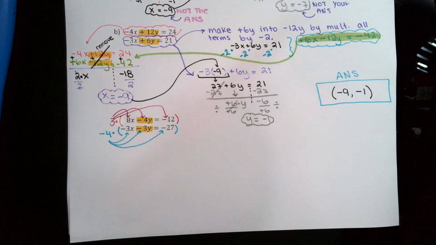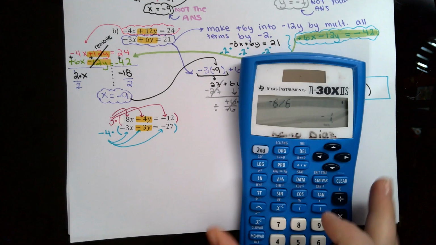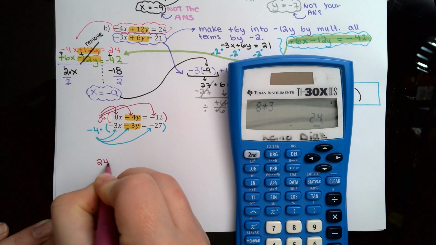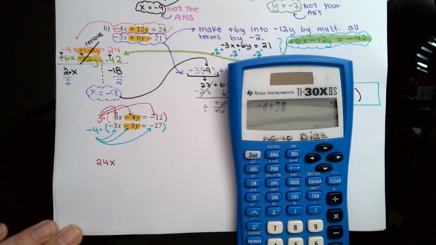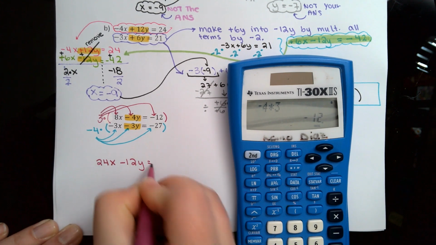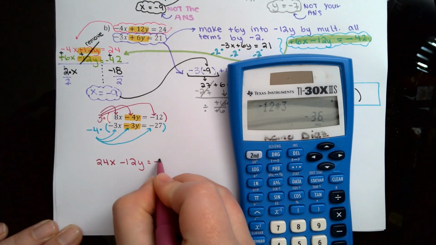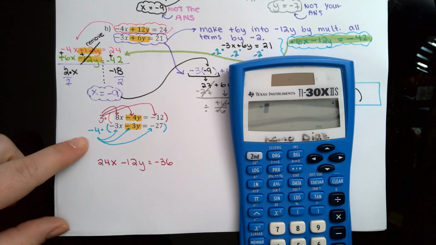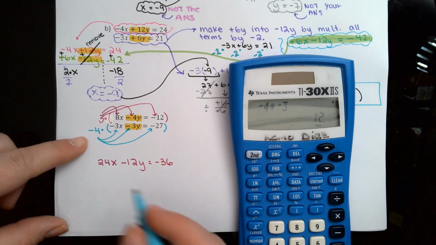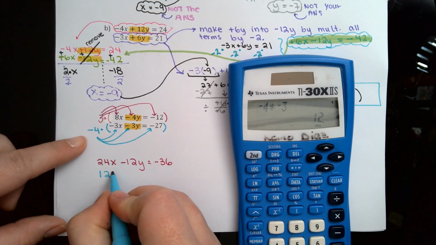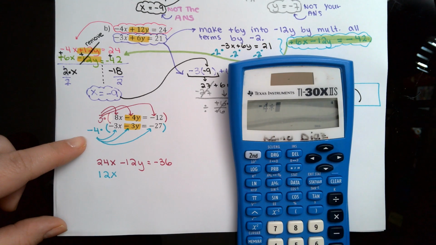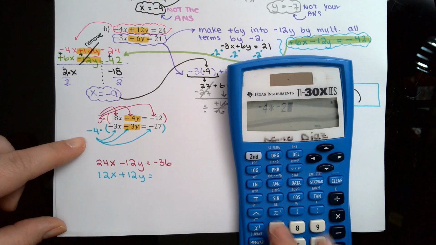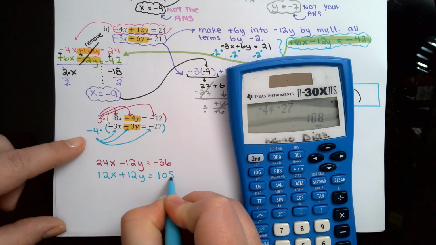Okay, so what does that give us? Use a calculator if you need to. We got 8 times 3, which gives us 24x. Negative 4 times 3, we got a negative 12y. Negative 12 times 3, we get a negative 36. So that's my top equation. Now for my bottom equation, I get negative 4 times negative 3, which gives us a positive 12x's, almost forgot my x's. Negative 4 times a negative 3, we get a positive 12y, and negative 4 times negative 27, oh, big number, 108.